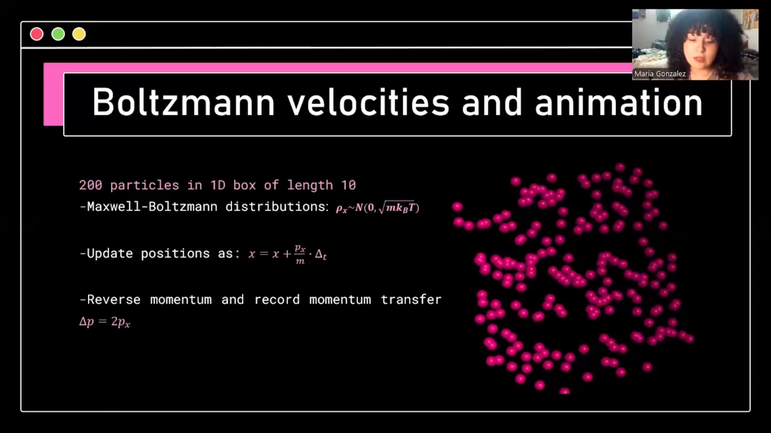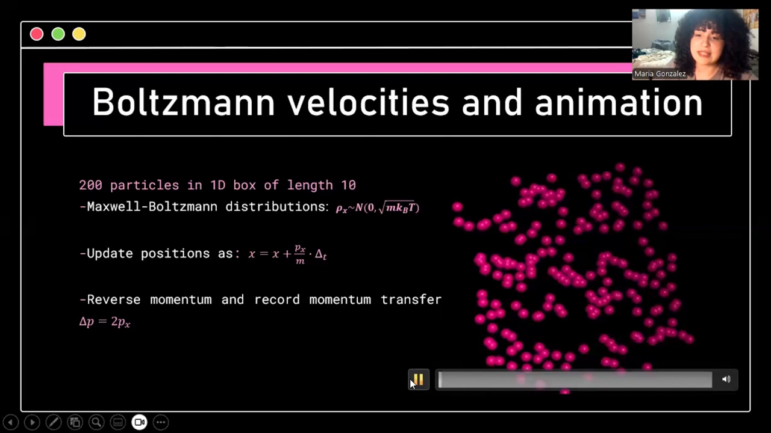When a particle hits the right wall, it reflects elastically. Its momentum is reversed, and then we record a momentum transfer, which is 2px. This transfer is what builds up pressure over time. To visualize the VMD simulation, we can just see it now.